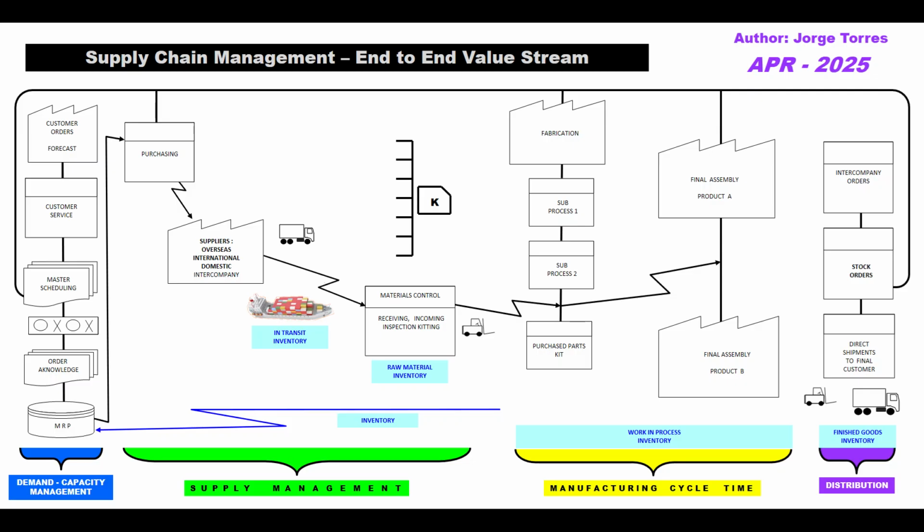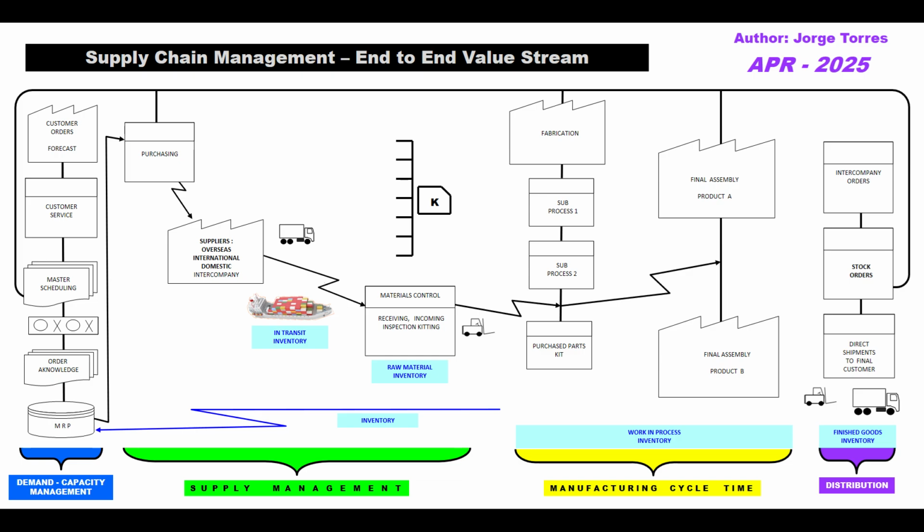In this new clip, I'm describing at a high level a value stream map, including all the elements and four basic responsibilities that we perform within the supply chain management function. On the left side is the demand and capacity management, which is basically receiving the orders from the customer and the forecast. This is typically entered in the system by customer service.